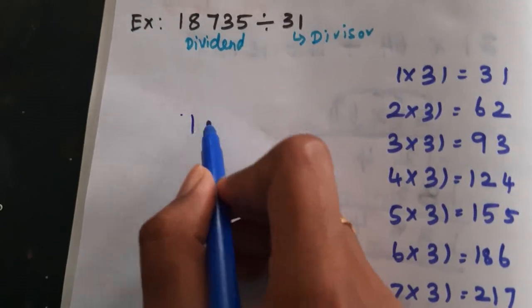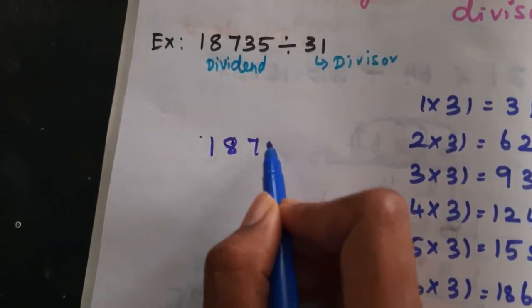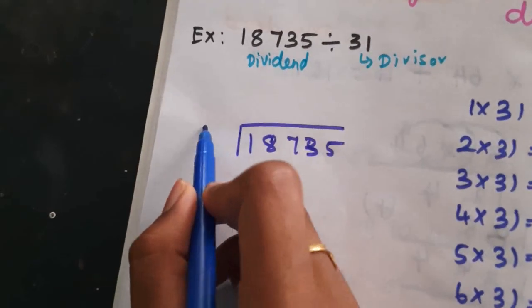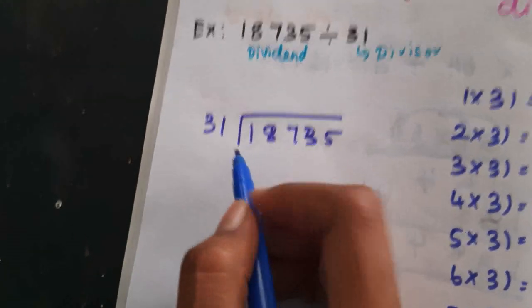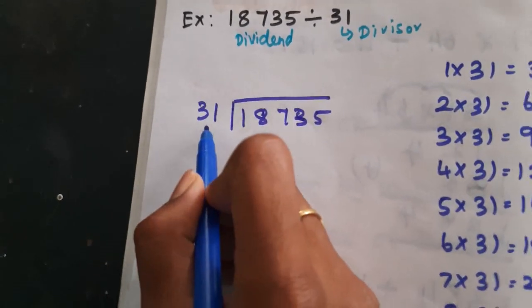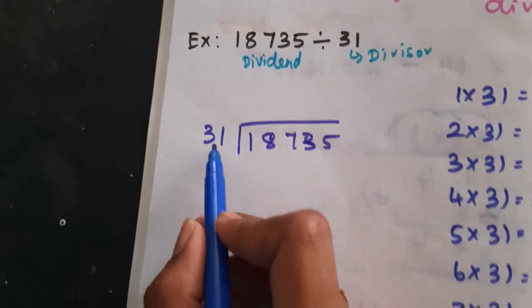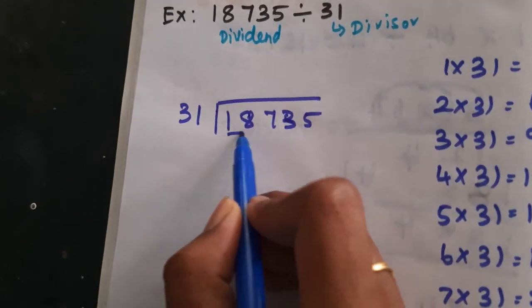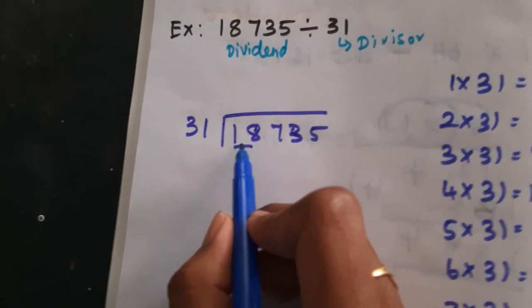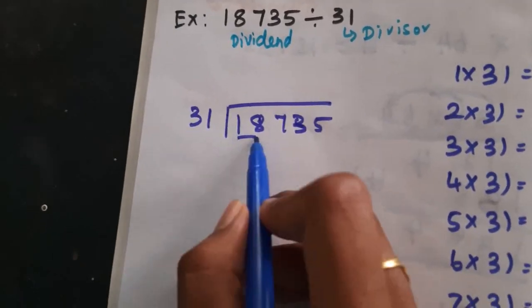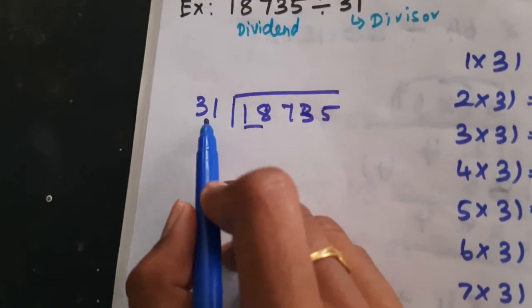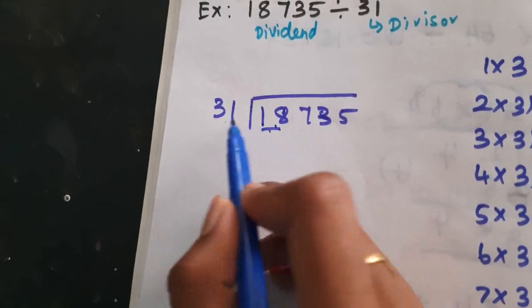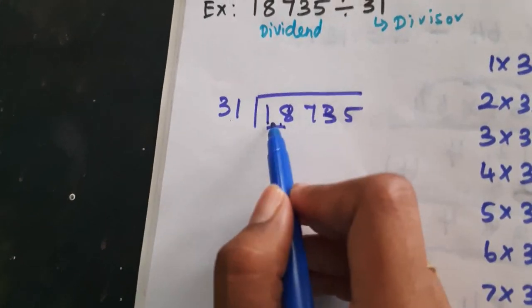So inside the box we have to write the dividend first. After that we have to write the divisor. I told you first you should see the divisor. If it is a 2 digit number, then you have to observe the 2 digit number. The next step is the comparison between the divisor and the dividend number. 18 and 31. So which is the greater number?